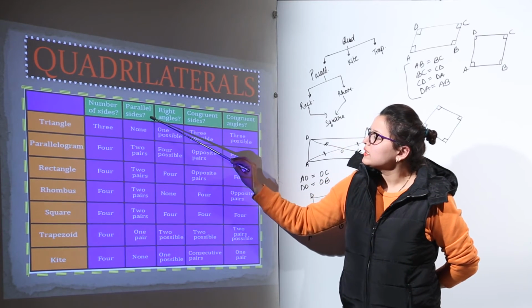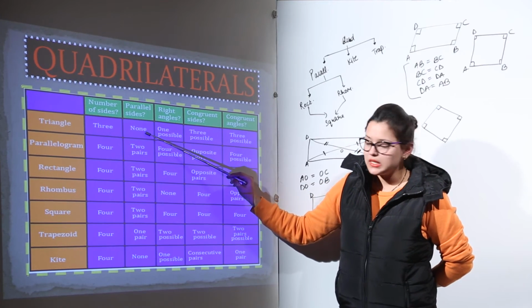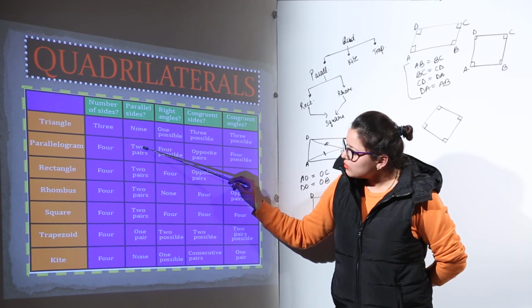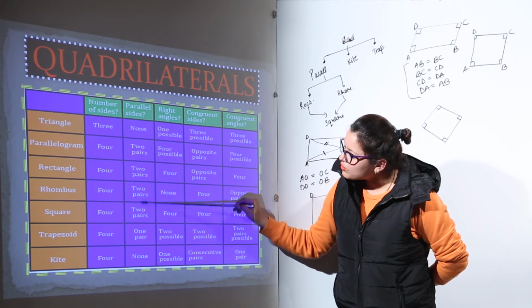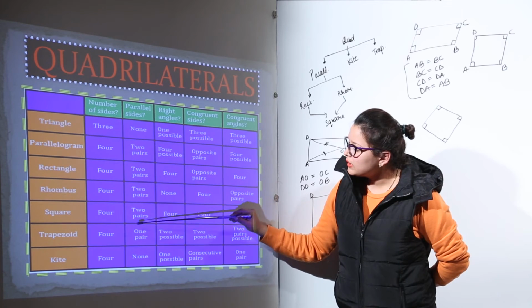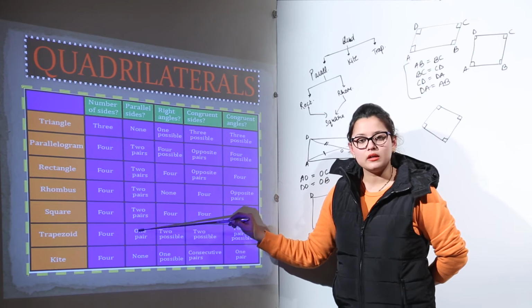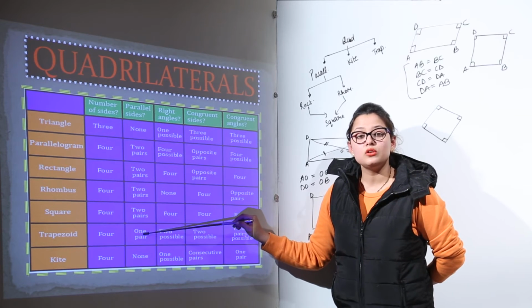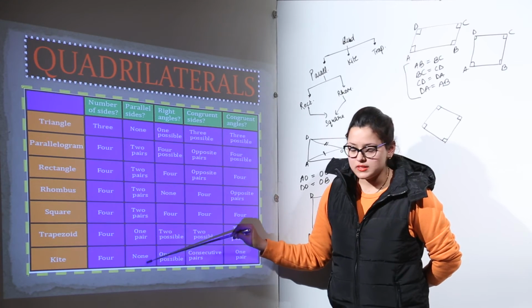The next is the number of parallel sides. A triangle has no parallel side, whereas in a parallelogram up to the square we have 2 pairs of parallel sides possible, but in a trapezoid there is always only 1 pair that is parallel. The other pair is always a non-parallel side pair. And in a kite we have no parallel sides.